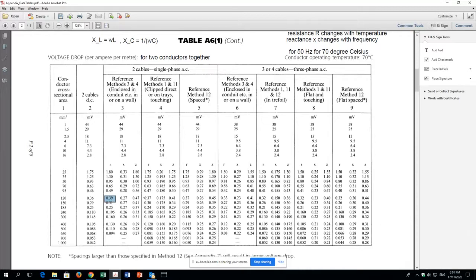You also noted that for the two single core cables installed in method 3 and 4, and those installed in method 1 and 11, their voltage drops are slightly different. That's because of their temperature, so their impedance will be slightly different.